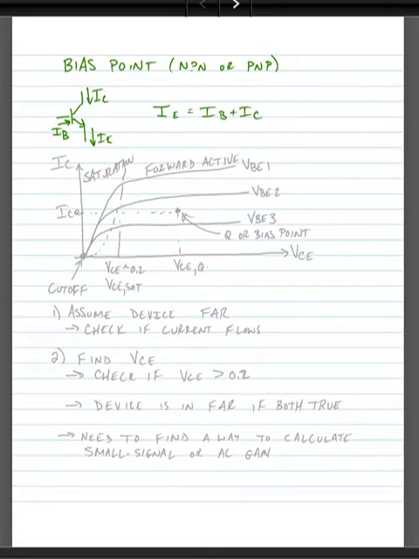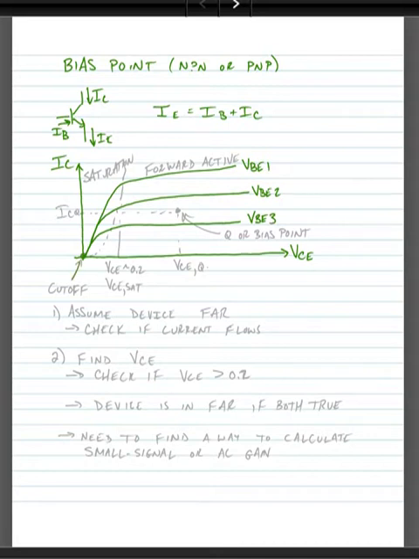Now when we talk about the bias point, we typically draw a set of characteristic curves for the transistor that are defined as the collector current, IC, versus the collector to emitter voltage, VCE. And of course, if you've seen these curves before, they look something like this. For different VBEs, we get a family of curves.